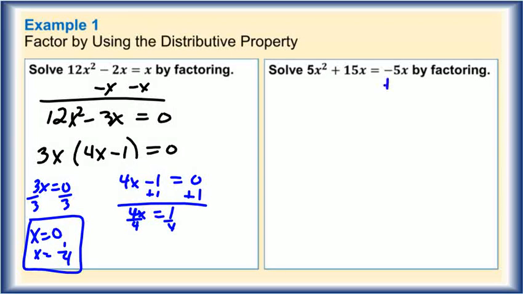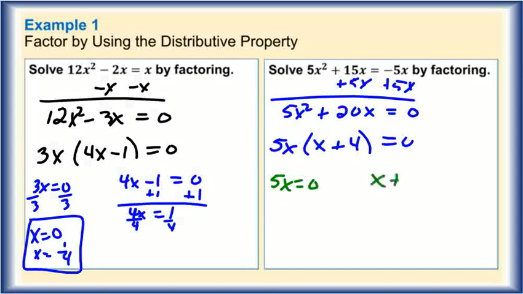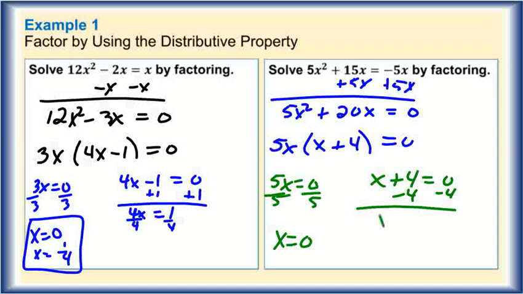Next one, I'm going to add 5x to both sides here and have 5x squared plus 20x equaling 0. I can factor out a 5x, and that leaves me with 5x times (x plus 4) equaling 0. Make each factor equal to 0, so 5x equaling 0 and x plus 4 equaling 0. Divide by 5, and I have x equaling 0. Subtract 4 here, and I would have x equaling -4.